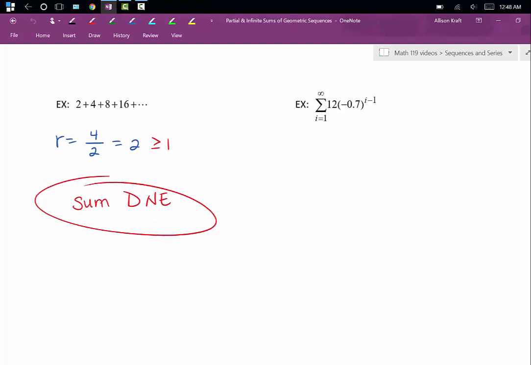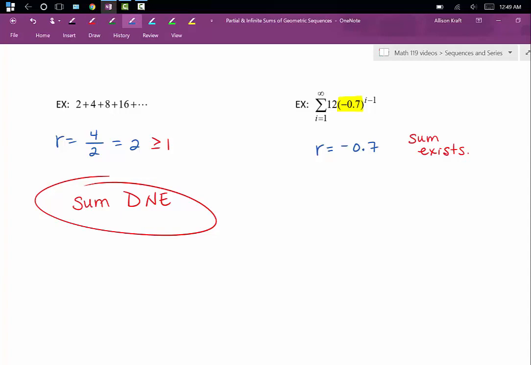Our last infinite series is given to us in summation notation. I want to start by looking at my r. When looking at summation notation, r is always the number that's being raised to a power. It's the repeated multiplication. That number for us is -7/10. Since this number is between -1 and +1, I know that the sum exists. And now I want to find it.